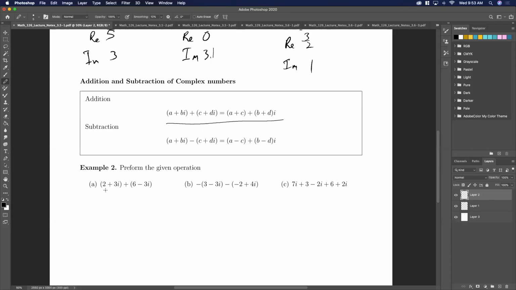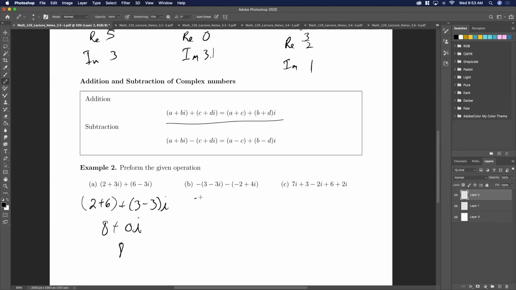So when we do that, if I add these two complex numbers, it'll be 2 plus 6. That's my real part, plus 3 minus 3i. So this would be 8 plus 0i, and so this just ends up being 8.